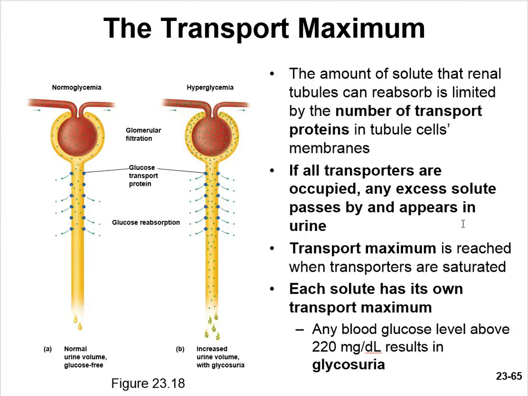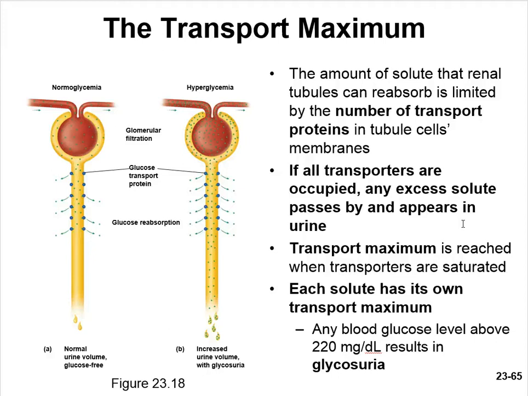The amount of solute that renal tubules can reabsorb is limited by the number of transport proteins in the tubule cells of the membranes. If all transporters are occupied, any excess solute passes by and then appears in the urine. The transport maximum is reached when the transporters are saturated, and each solute has its own transport maximum.